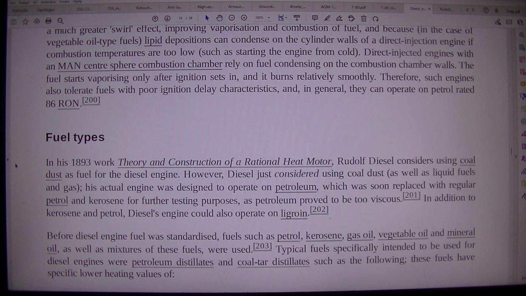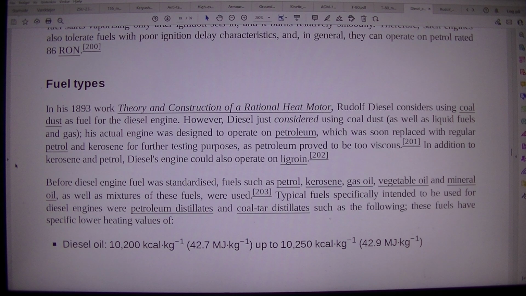In his 1893 work Theory and Construction of a Rational Heat Motor, Rudolf Diesel considers using coal dust as fuel for the diesel engine. However, Diesel just considered using coal dust, as well as liquid fuel and gas. His actual engine was designed to operate on petroleum, which was soon replaced with regular petrol and kerosene for further testing purposes, as petroleum proved to be too viscous.